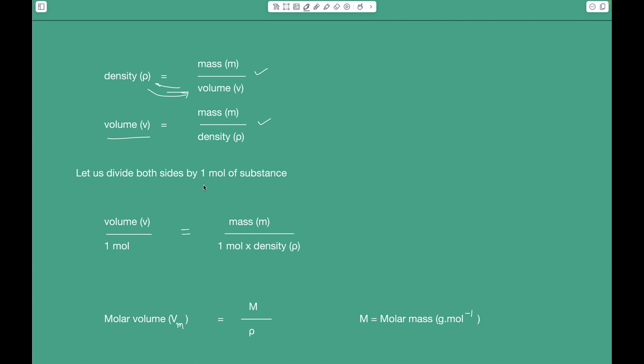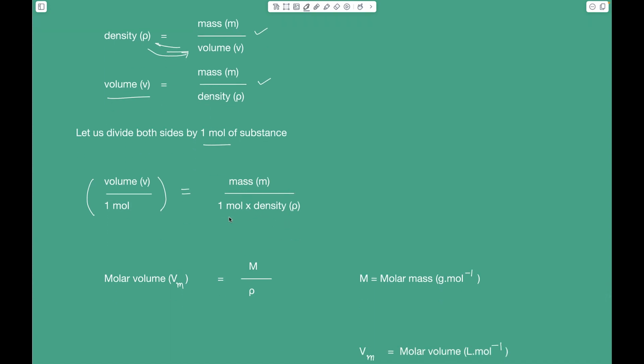Now let us divide both sides by 1 mole. Then on the left hand side, we have volume of the substance per 1 mole of the substance. And on the right hand side, we have mass of the substance over 1 mole of the substance multiplied with its density.